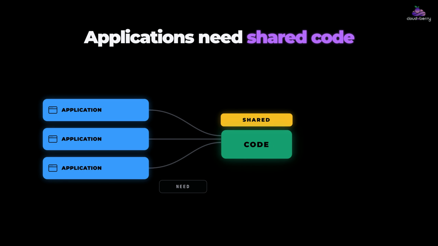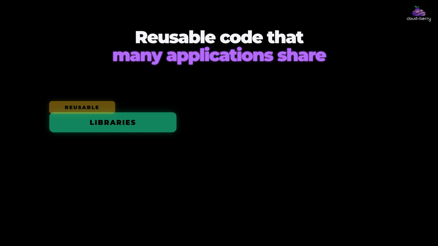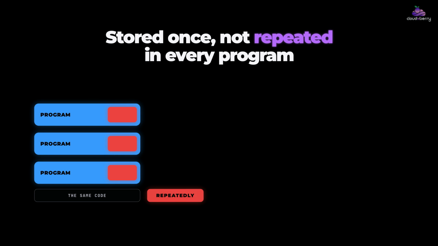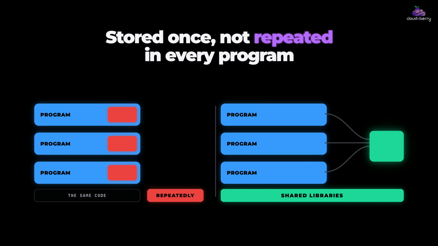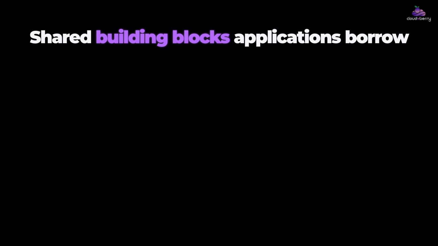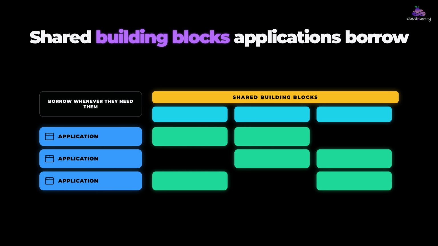Applications also need shared code. That's where /lib comes in. Libraries are reusable pieces of code that many applications share. Instead of every program including the same code repeatedly, Linux stores common functionality in shared libraries. This saves disk space and makes updates much easier. You can think of libraries as shared building blocks that applications borrow whenever they need them.